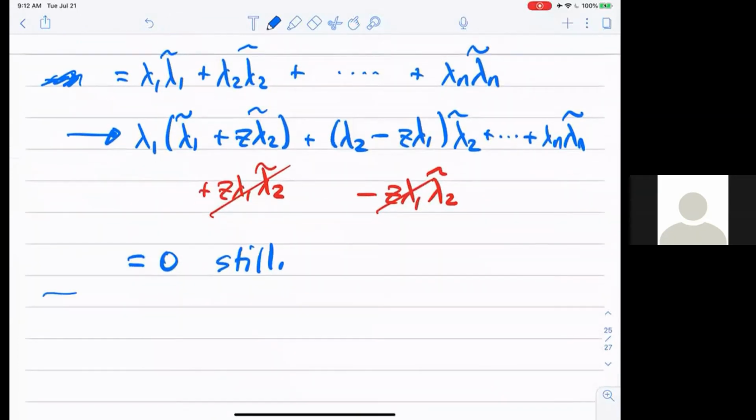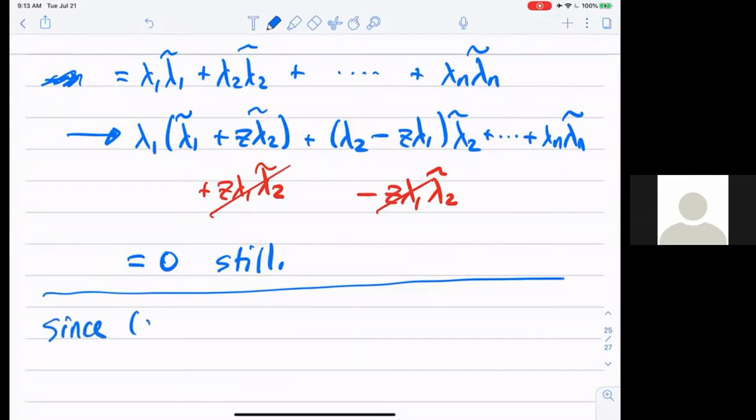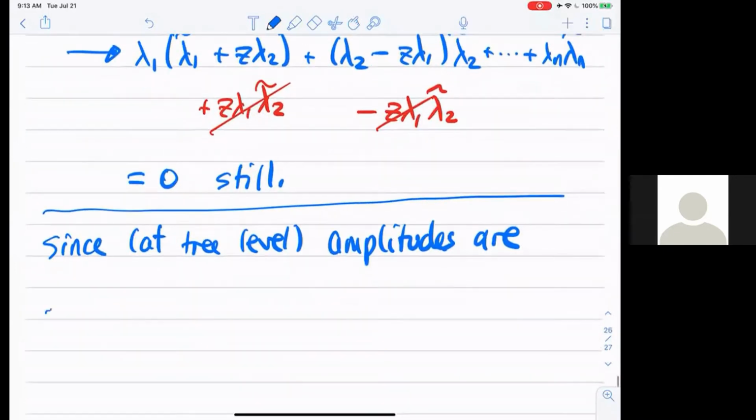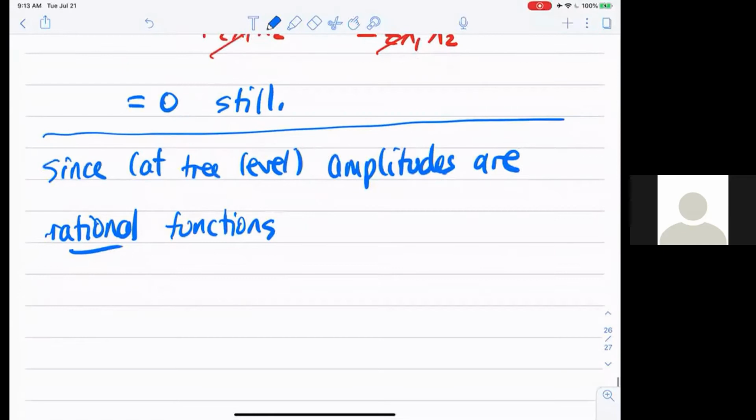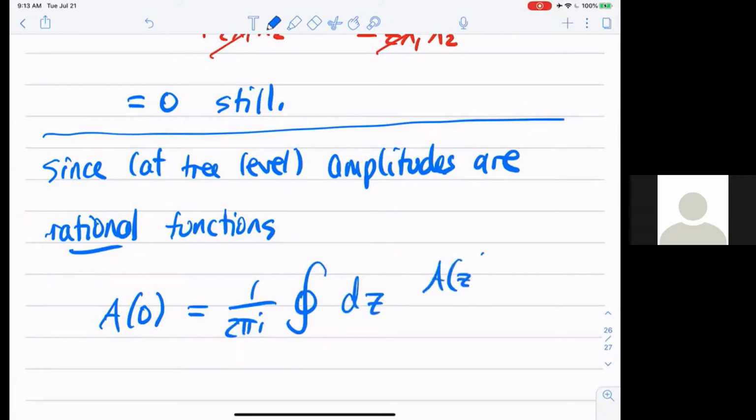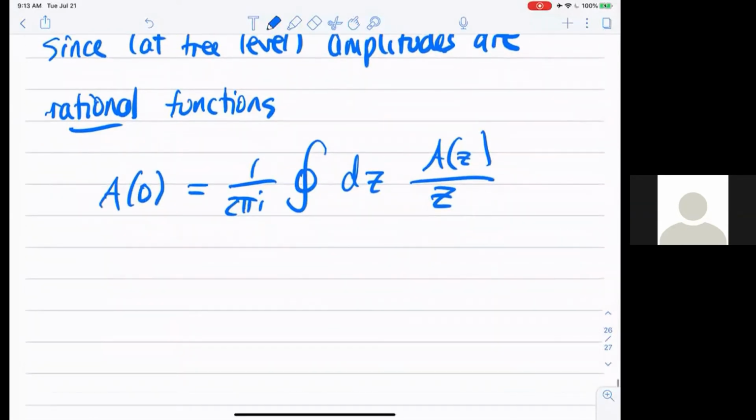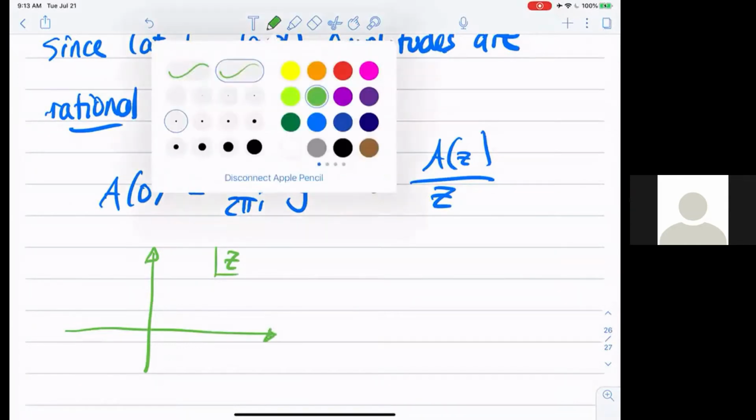Okay, now, and I remind you we're at tree level, amplitudes are rational functions of these spinor helicity variables. We can use complex analysis to say that the amplitude we're interested in is given by a contour integral of this form. So why does this work? Let's take a look at the complex z plane.